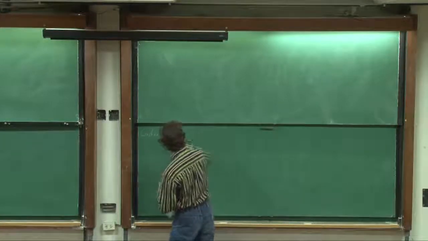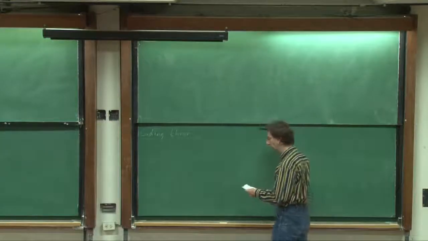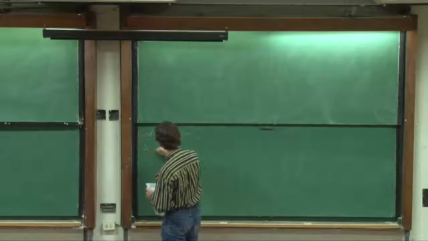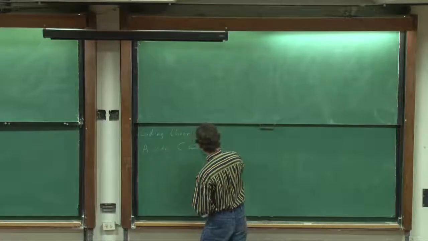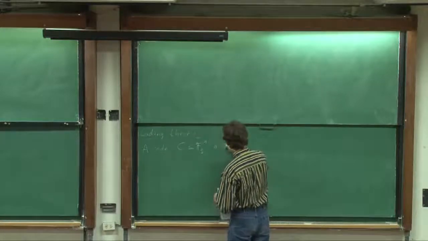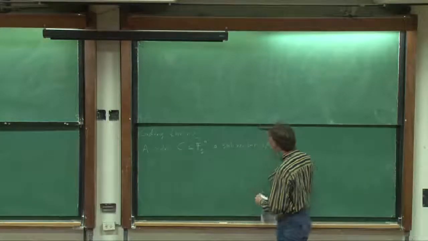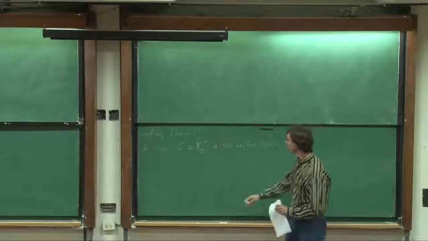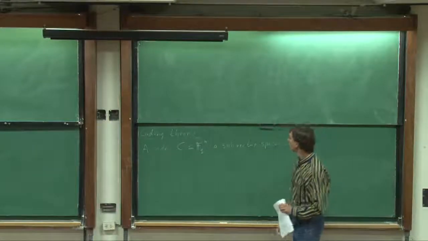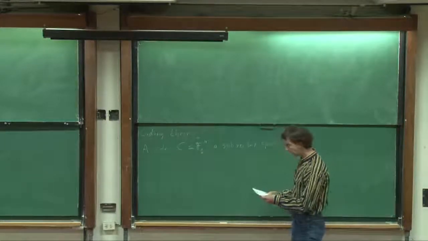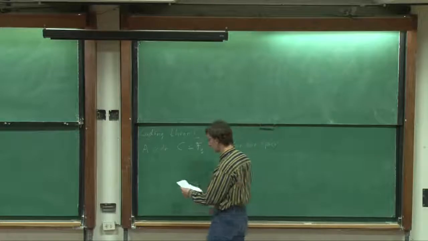So what I want to do is set the table a little bit to appreciate this construction up there. So what is a code? It is for now just going to be a subvector space of some F_q to the n. We pick some n, we pick a finite field F_q, and a code is just going to be a subspace of this. And the point is that we're going to use a little bit more structure.